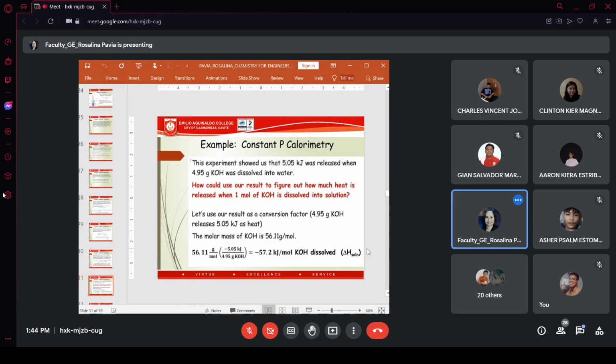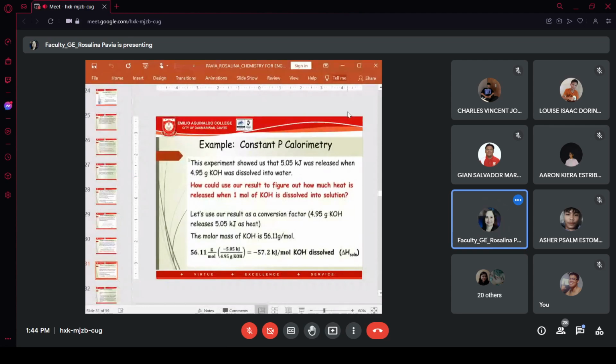Naintindihan nyo? Class? Yes po, ma'am. Okay. So, sundan nyo lang, class, itong pagkakasolve ng problem. Just try to read it. I-solve nyo siya without looking at the solution para maintindihan nyo. Ha? So, we stop at slide number 31.